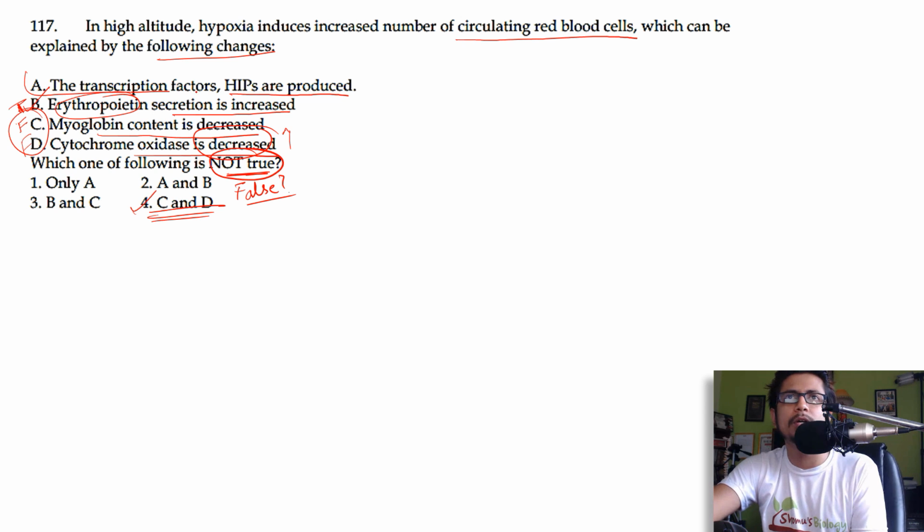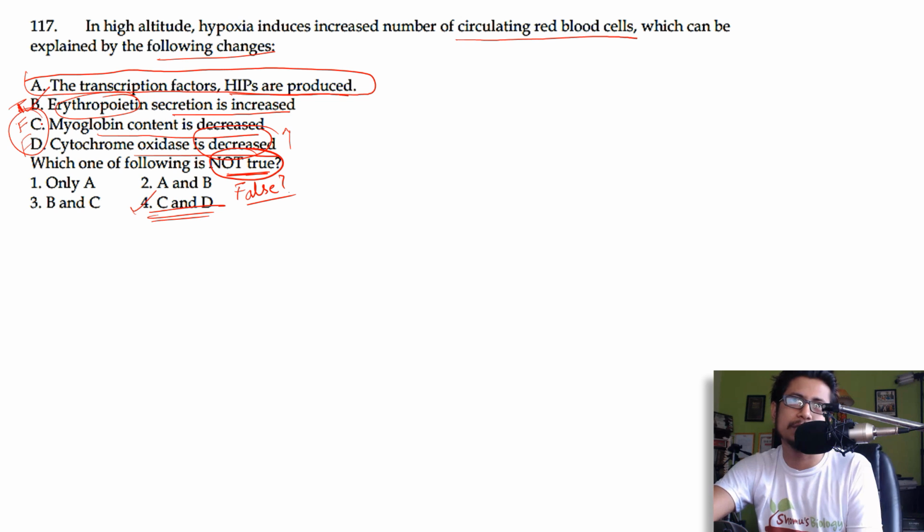Even if you don't know about option A, HIF, the transcription factors, you don't need to know that, but still we can answer this question with the logic that yes, myoglobin content is decreased and this is a false statement. And if C is a false statement, then either option 3 or option 4 is correct. You can easily eliminate both option 1 and 2.